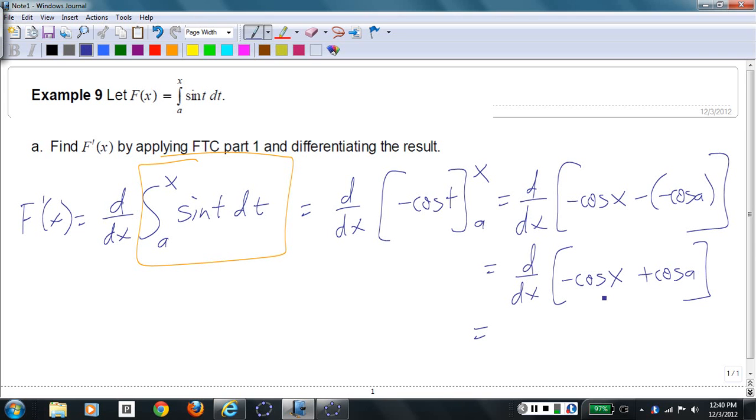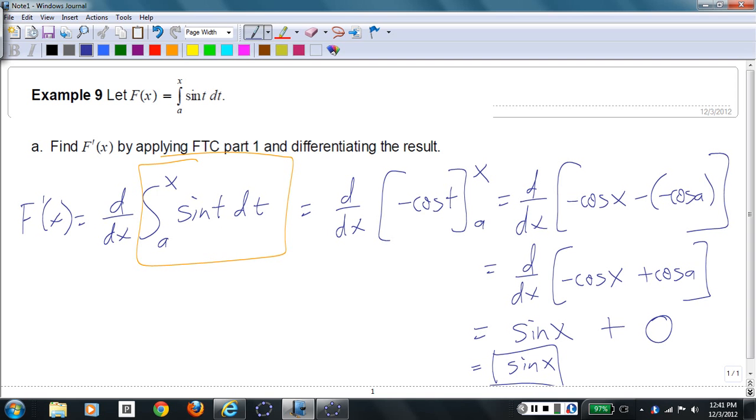So if I take the derivative of negative cosine x, I get sine x. If I take the derivative of cosine a, I get 0. So this equals sine x. So effectively, when we're taking the derivative of this function defined using this definite integral with the independent variable at the upper limit, effectively that x just gets substituted for the independent variable that's used in the integrand, and it's just that expression, sine x.